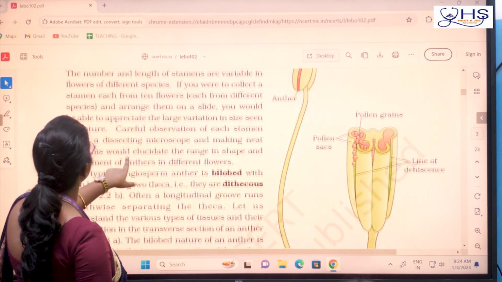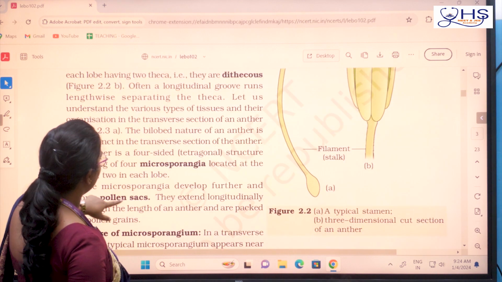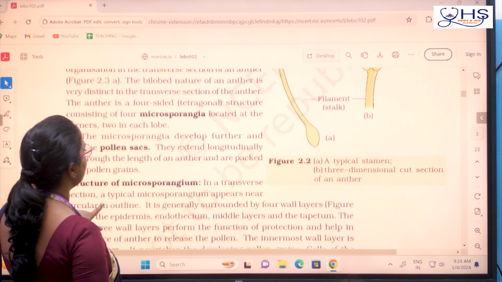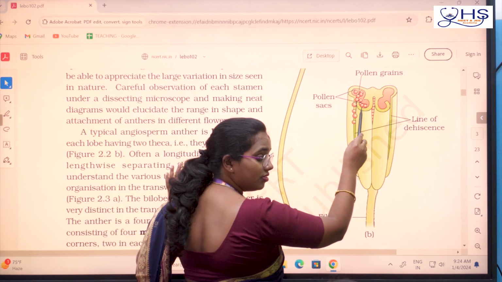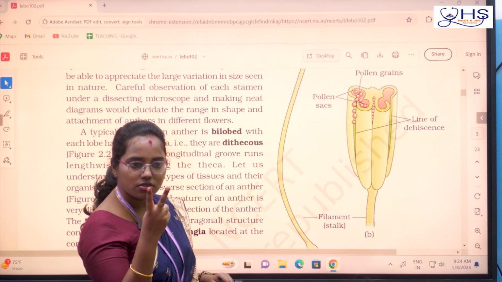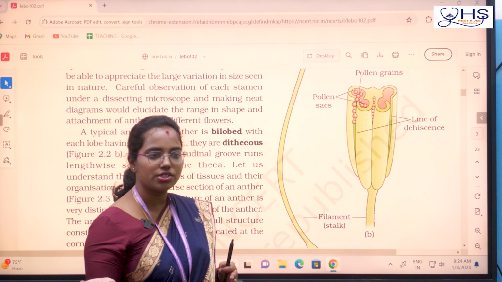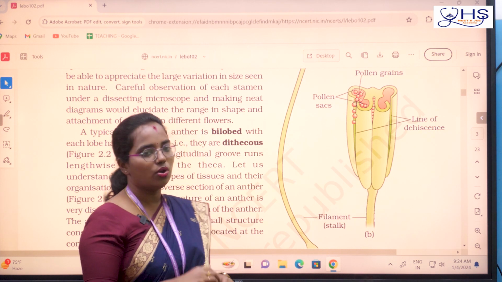Careful observation. So here, I guess, is where we stopped. Consisting of 4 microsporangia located at the corners, 2 in each lobe. Meaning, in each lobe, 2 microsporangia. So 2 lobes, 4 microsporangia. What will happen to the future of microsporangia? Pollen sac. Inside that, many pollen grains will be located.